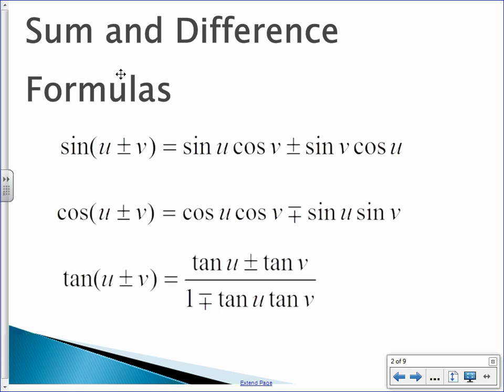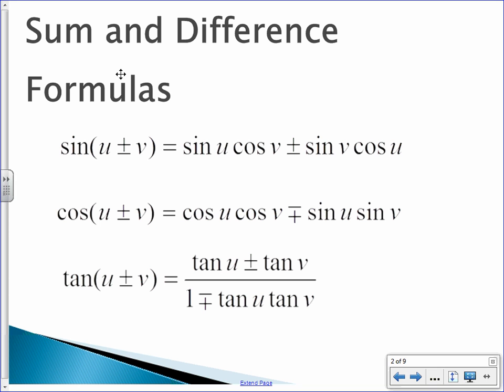Now, the cosine one looks kind of funny, doesn't it? We have the cosine of U plus or minus V equals the cosine of U times the cosine of V minus plus the sine of U times the sine of V. What that means is if this is addition, if it is the cosine of U plus V, then we're going to apply the formula with subtraction. If this is the cosine of U minus V, then we're going to apply the formula with addition. So when you have that minus plus, that means you have to use the opposite sign of what you started with.